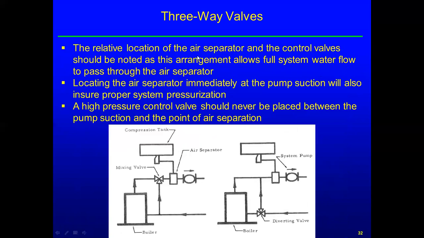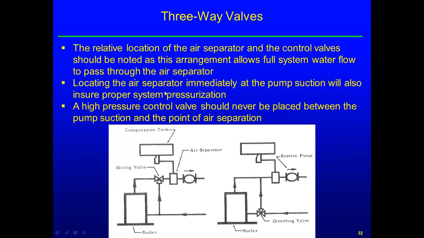The relative position of the air separator and the control valve should be noted, as this arrangement allows full system water flow to pass through the air separator. So you've got to make sure that all of your flow is put back together. You wouldn't want the air separator on this side of the valve, because then this portion of the return water would not go through the separator, and we could be carrying air back to the system that needs to be separated out. So we definitely want, on either the mixing or the diverting valve, to make sure all of the flow goes through the air separator.